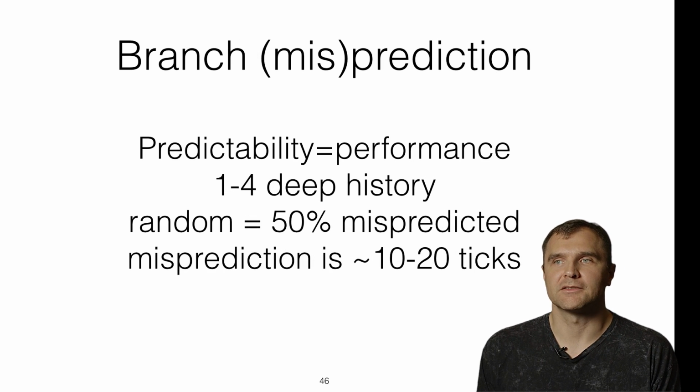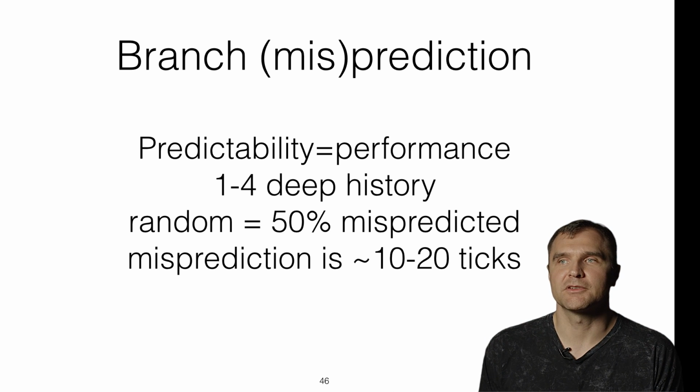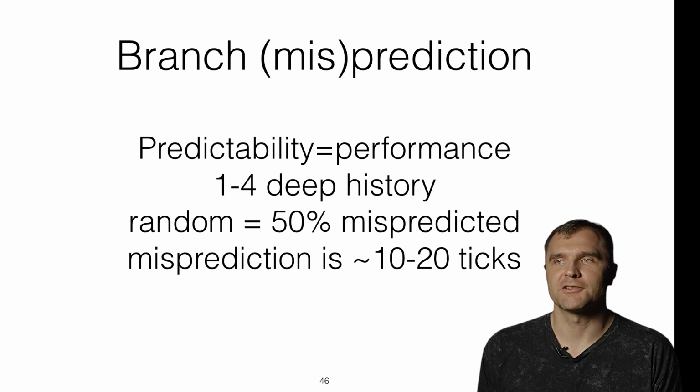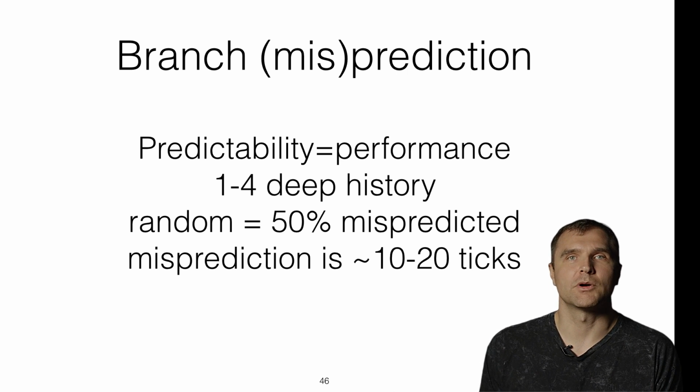If your branch is random, it's fair to say it will mispredict half the time. So random branches are bad. All CPUs try to predict branches nowadays. Some are more sophisticated than others. Sophisticated branch prediction is not for us, mainly because it differs from CPU to CPU, and we want our games to perform well on all of them.